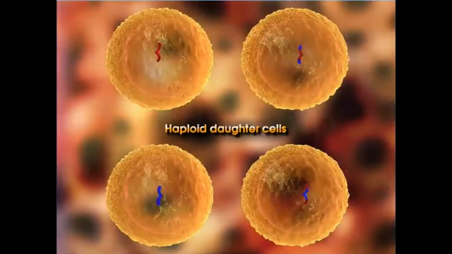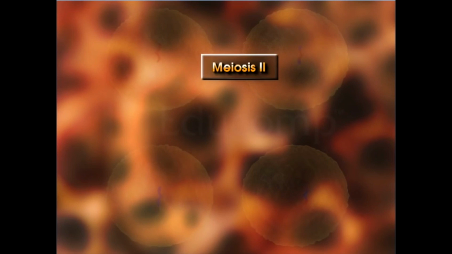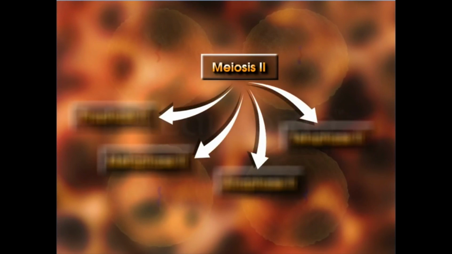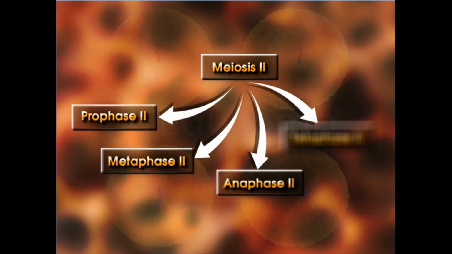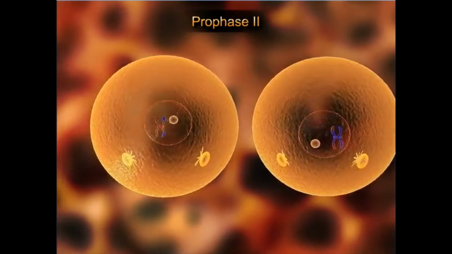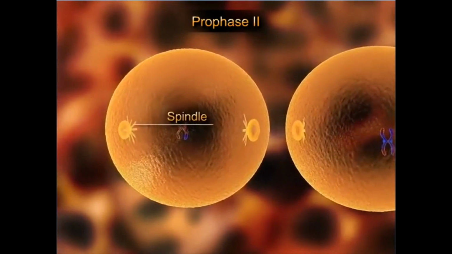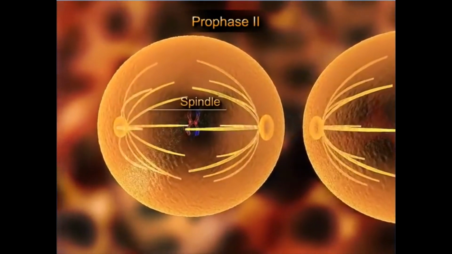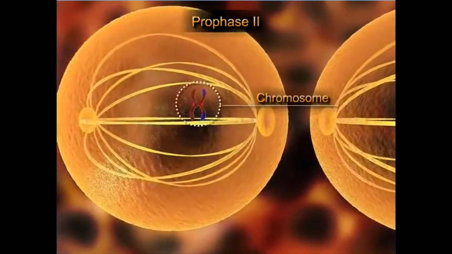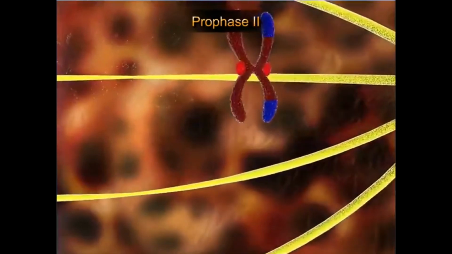haploid daughter cells. Like meiosis 1, meiosis 2 can also be divided into 4 stages. These are prophase 2, metaphase 2, anaphase 2, and telophase 2. Prophase 2 is very short. During this phase, the nuclear envelope and the nucleoli disappear and the spindle is formed with the help of the microtubules. In addition, the chromosomes recondense during prophase 2 and become compact.